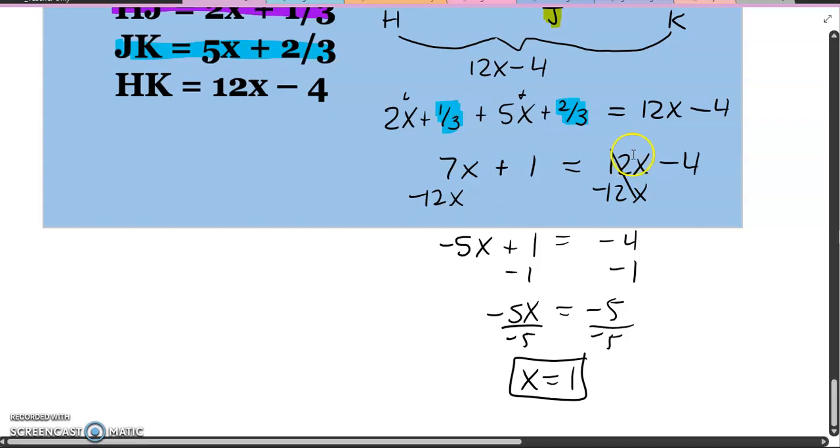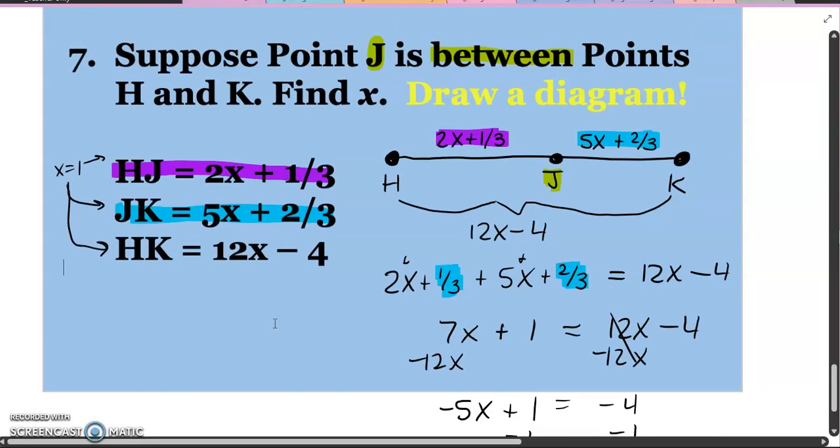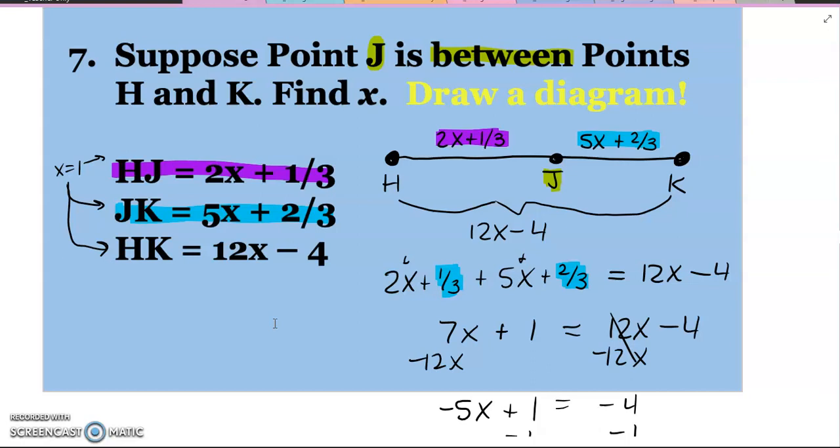Like I said in the previous examples, we could now take x equals 1 and plug it into HJ, JK, or HK. This problem wasn't asking us to do that, but nonetheless, we could do that if we wanted to. So that's it. Part plus part equals whole. That's a quick summary of the entire video.